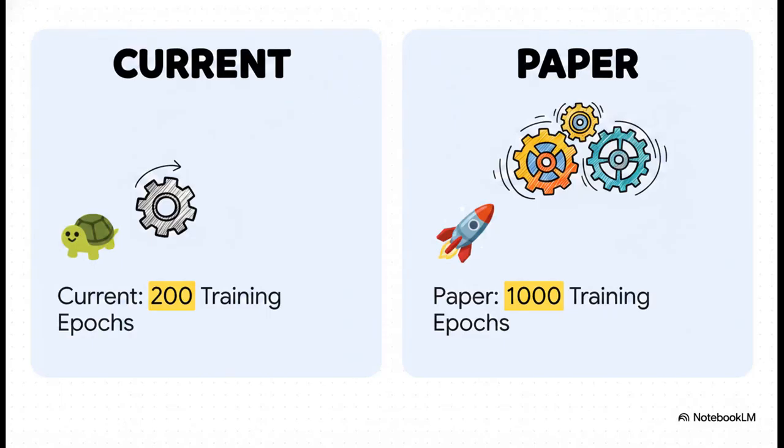And boom, this slide basically says it all. On the left, you see what we have now, the current implementation, chugging along for just 200 epochs. But over on the right, that's what the original research paper recommends, a full 1,000 epochs. We're not talking about a small tweak here. That is a massive difference.